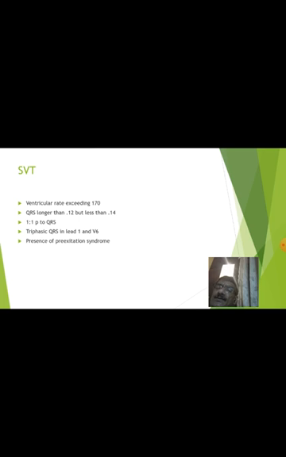So all this we told about ventricular tachycardia. What happens if it's an SVT? In an SVT the rate is much higher. So heart rate more than 170 is suggestive of SVT. The QRS is longer than 0.12 but less than 0.14. That is typical of SVT. There is 1:1 conduction, so it's more faithful to the P wave. So you see P waves and then the QRS, that's typical of an SVT.